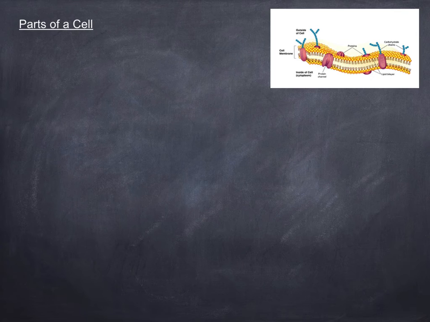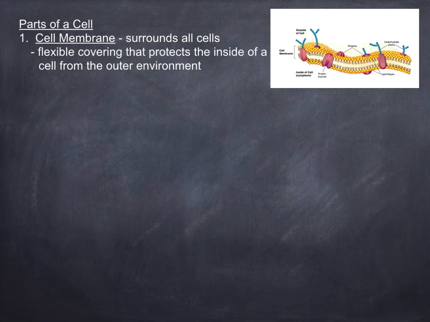So the first part of the cell that we're going to talk about is the cell membrane. And the cell membrane is the part that surrounds all cells. So it's a flexible covering and it protects the inside of a cell from the outer environment. This is a picture of what they think the cell membrane looks like.